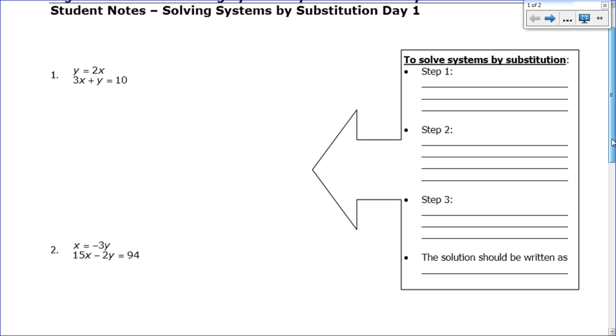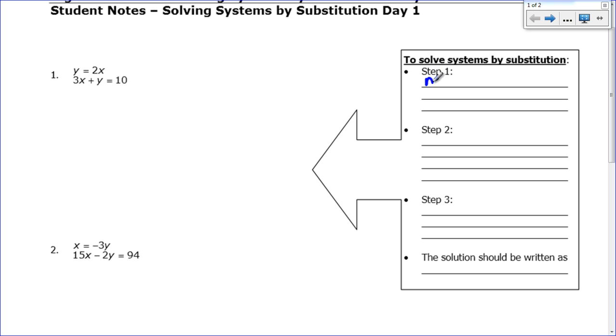It's just like when I have a substitute teacher, or when the Dallas Cowboys are playing and Matt Cassel has come in and subbed for Tony Romo. It's the same kind of situation. They play the same position, and so they can sub for one another. So here are our steps for solving systems by substitution.